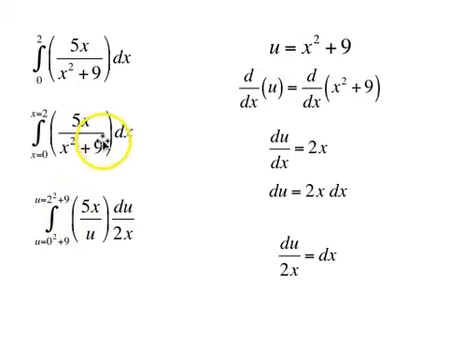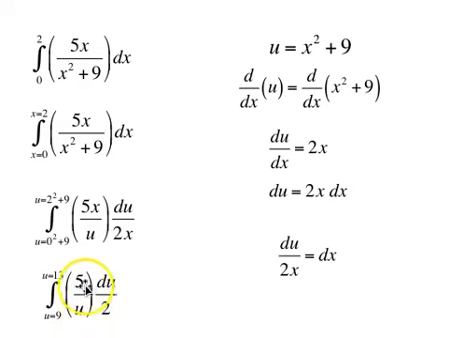5x is still 5x. x squared plus 9 is u, and dx is du over 2x. The good news here is the x's divide out. So we have 5 halves can come out in front. All that's left is 1 over u du. And then what does u range from? 0 squared plus 9 is 9. 2 squared is 4. 4 plus 9 is 13.